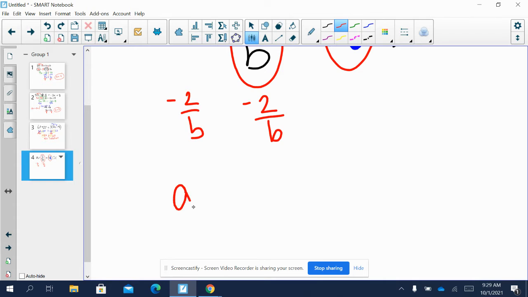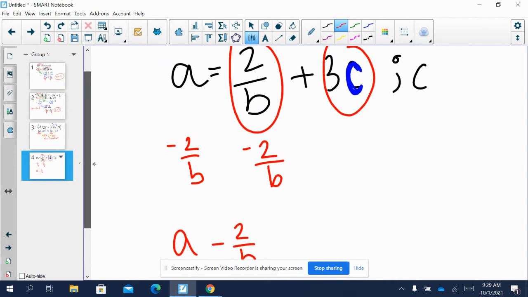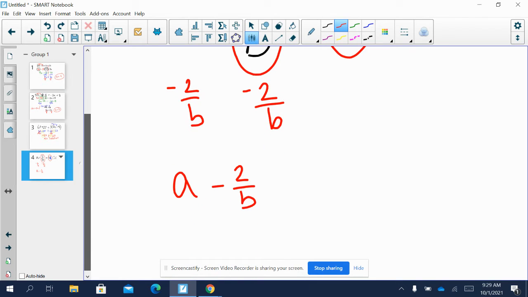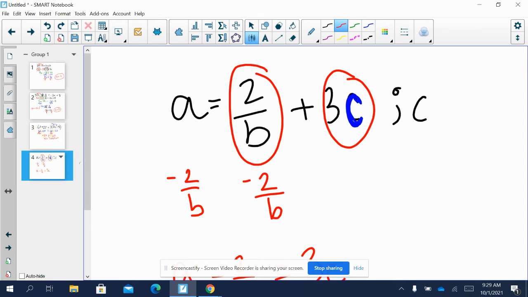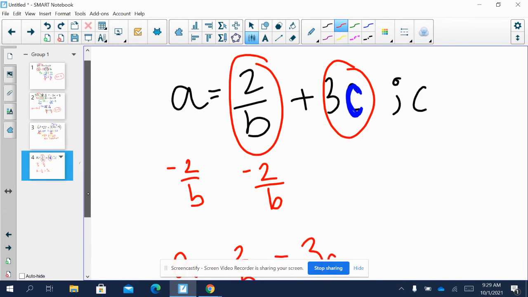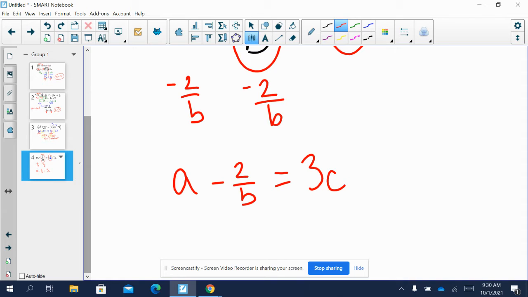I'll be left with A minus 2 over B. Right? That's what I was left with over there. And that's equal to 3C because that's what was left on the right. Okay? When adding or subtracting an entire term, you only add it or subtract it once.